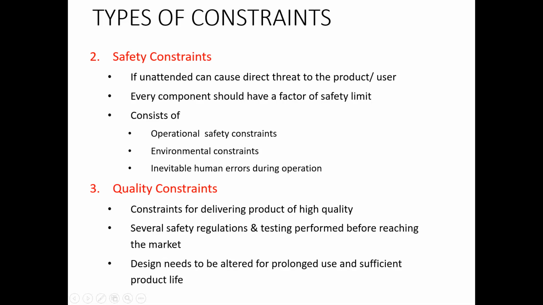Then we have the quality constraints, which means the product that is designed should be of high quality. High quality again brings a lot of constraints, which means only selected materials can be used. So what are those materials that can be used, and whether using those materials will give the product high quality or not. And the quality checking has to be conducted by testing the product several times, and after that we ensure the product is of high quality.